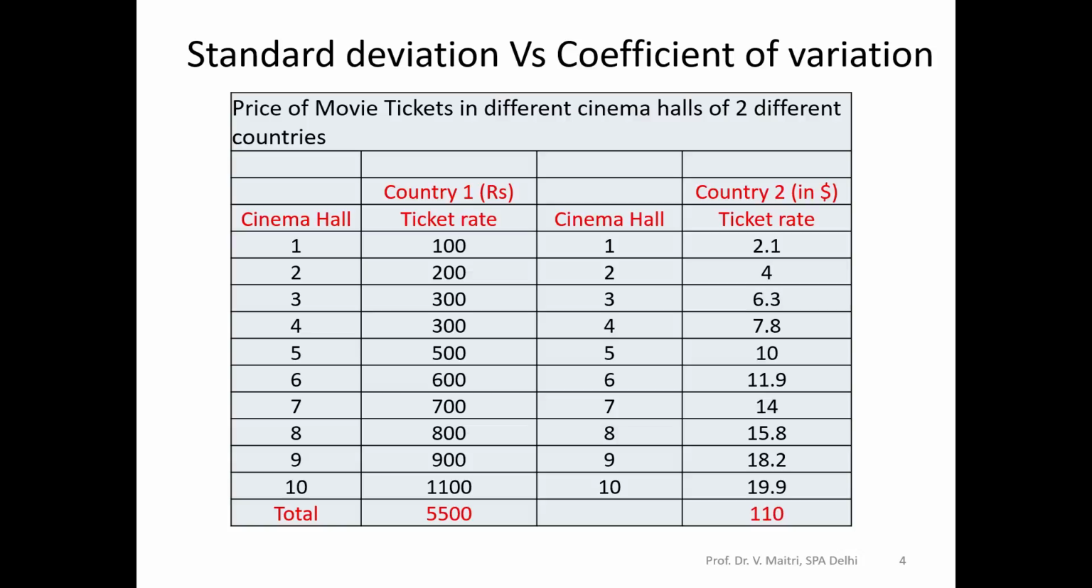And similarly for 10 cinema halls in the United States, in dollars: $2.1, $4, $6.3, $7.8, $10, $11.9, $14, $15.8, $18.2 and $19.9. Now just see the ticket rates. One is measured in rupees, the second in dollars. So one option is that we convert Indian rupees into dollars or American dollars into Indian rupees, so that we have the same units and can work with them.